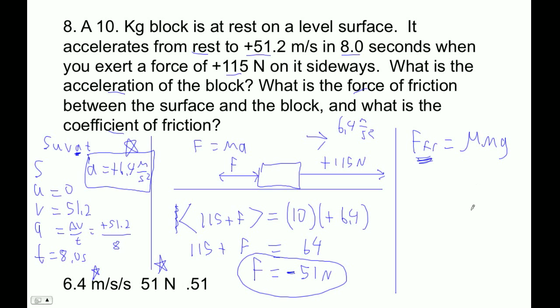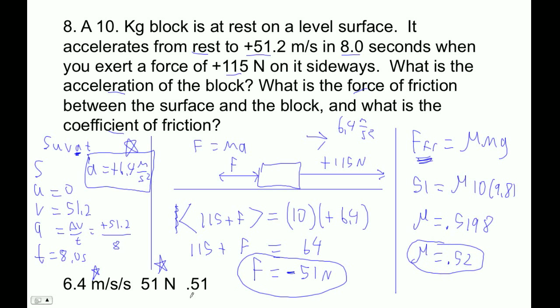Okay, so now we've got to figure out the coefficient. I'm going to say 51 is mu times 10 times 9.81. So I'm going to go 51 divided by 98.1, and I get 0.5198776, et cetera, et cetera. It would round up, so I'm getting that mu would be 0.52. Now the discrepancy between this and this is that these answers use 9.80 for the acceleration of gravity, because that's what it was in the old days.